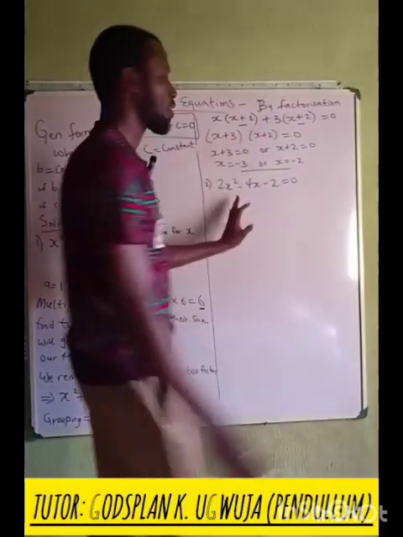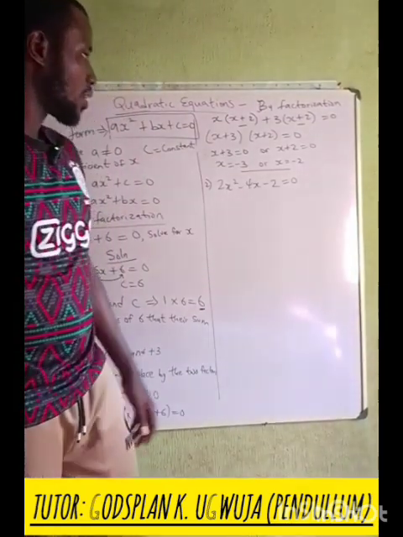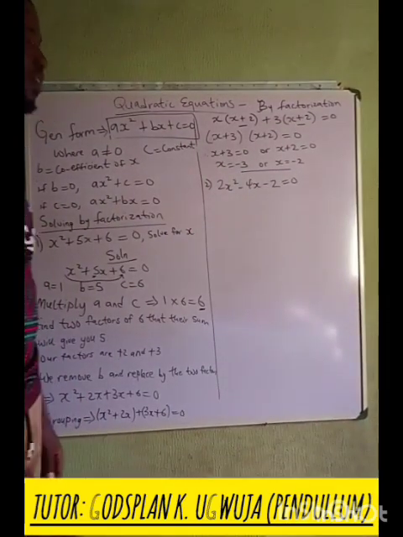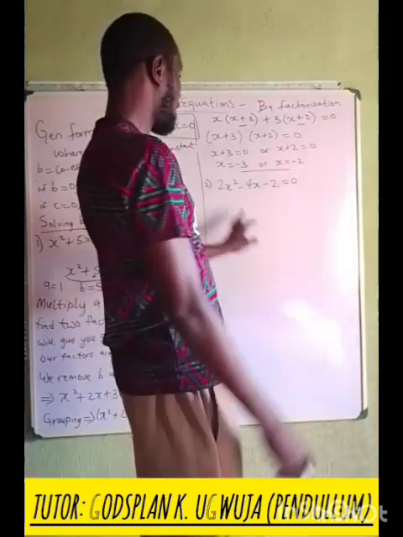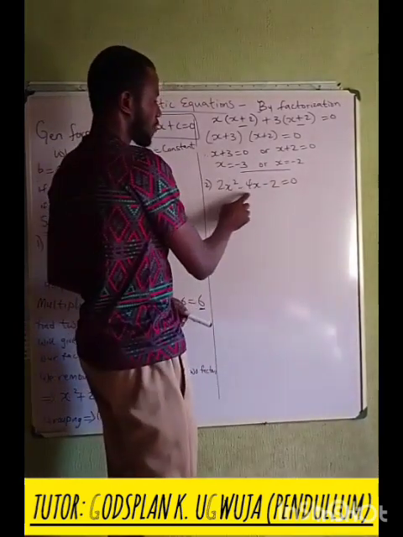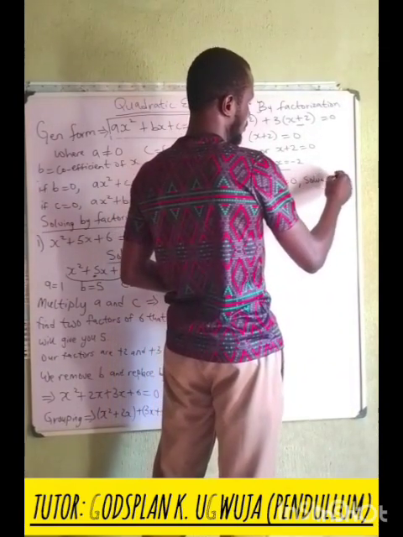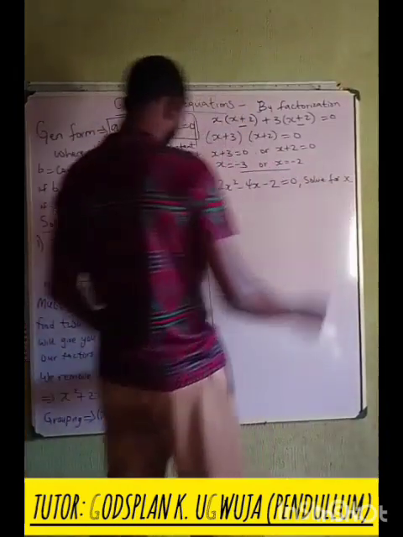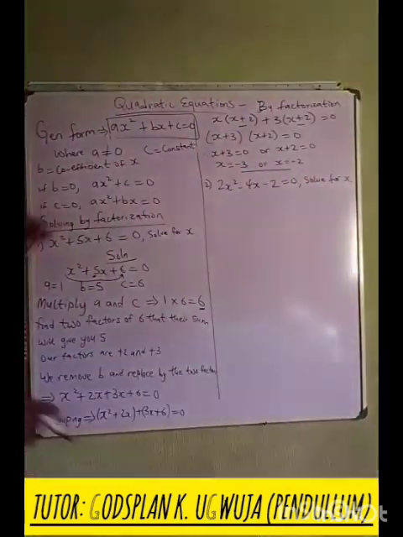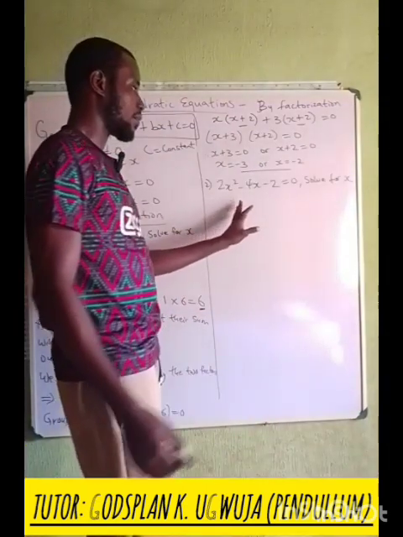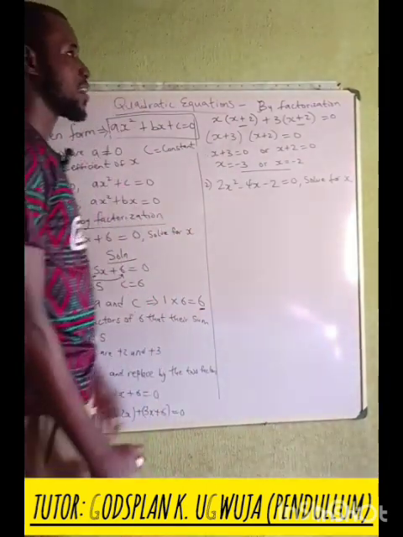Alright, so let's look at another example. Let's look at the second example so that we'll wrap up for this video. Now we have 2x squared minus 4x minus 2, and we have to solve for x. Now the same way, the same thing we did here, we'll do it here. I just want to show you something else that you can always do.